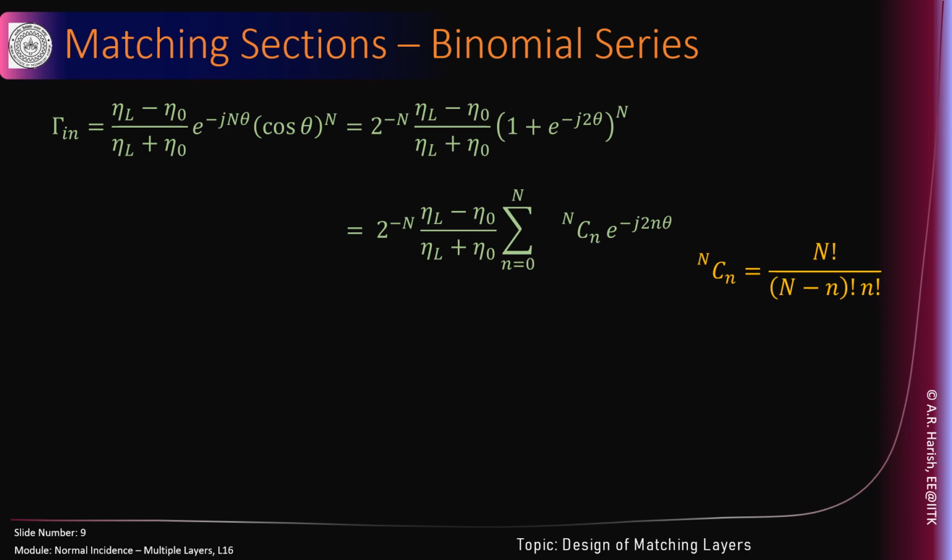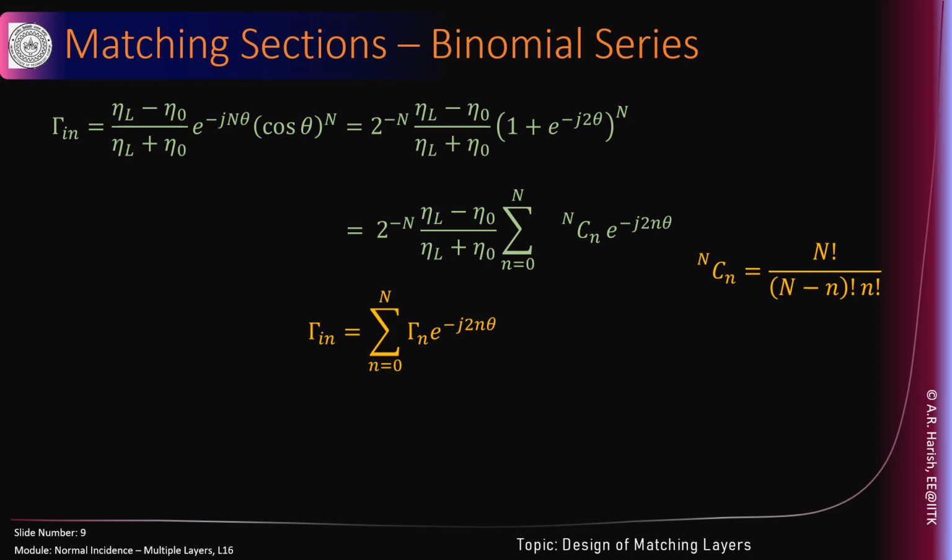These results would be useful. And now we have gamma in, and we also know that gamma in is equal to the sum from n equal to 0 to capital N of gamma n e to the power of minus j 2n theta. We have two results. One for gamma in expressed in terms of gamma n's, small n. Another one for gamma in expressed in terms of eta L, eta naught and n c n.